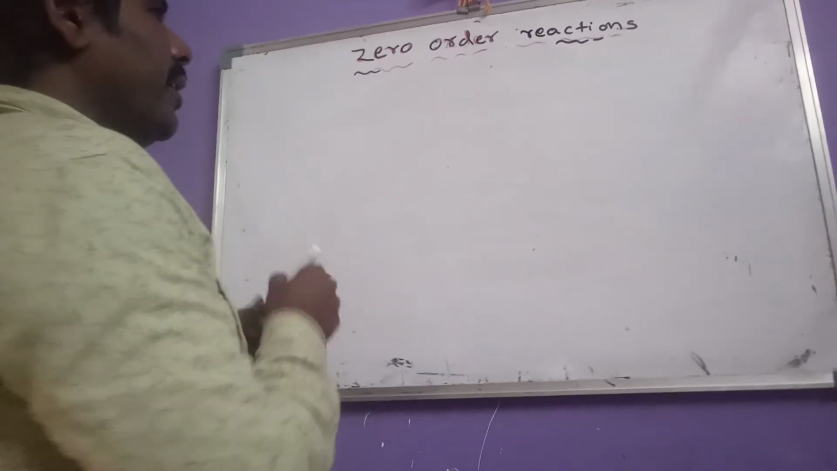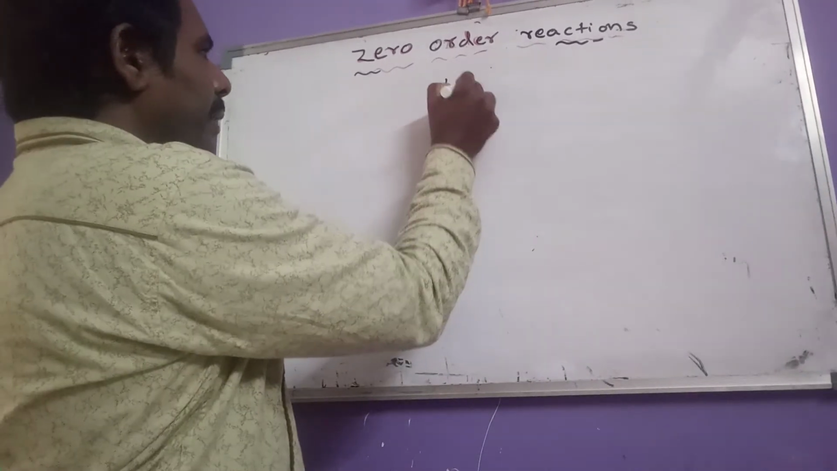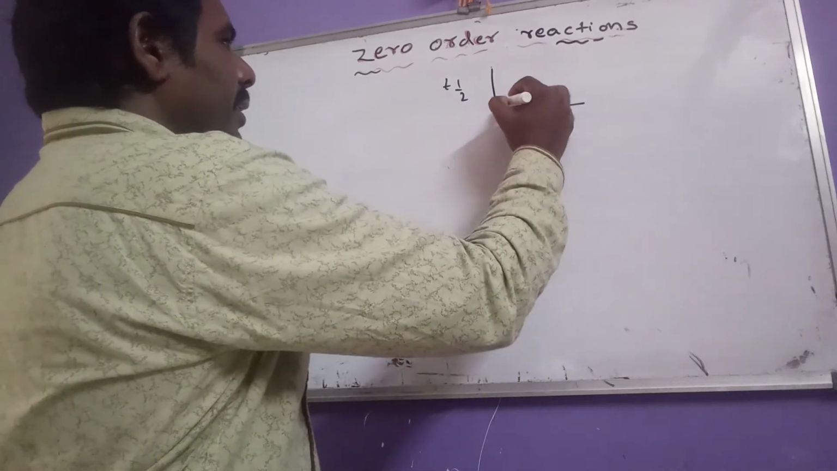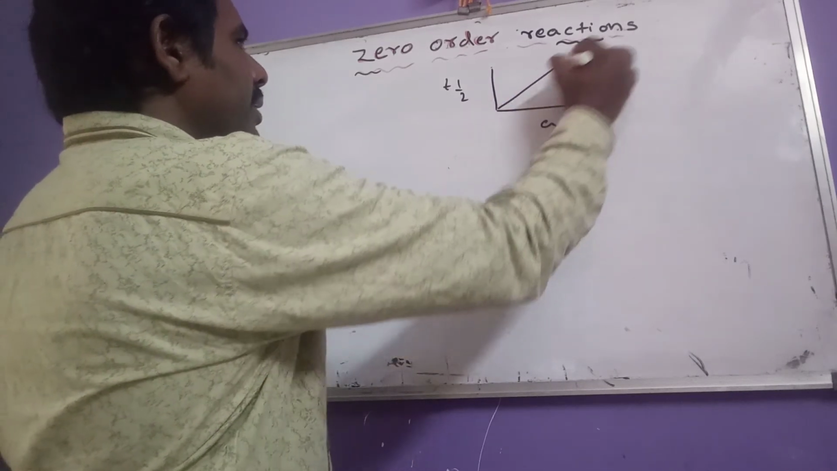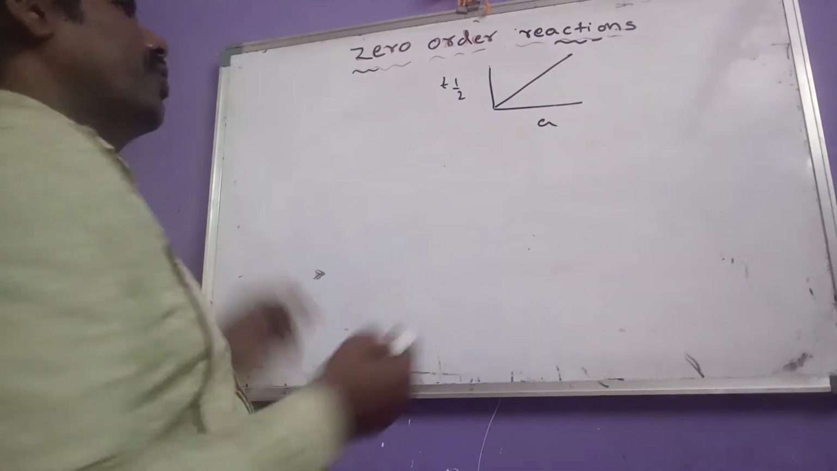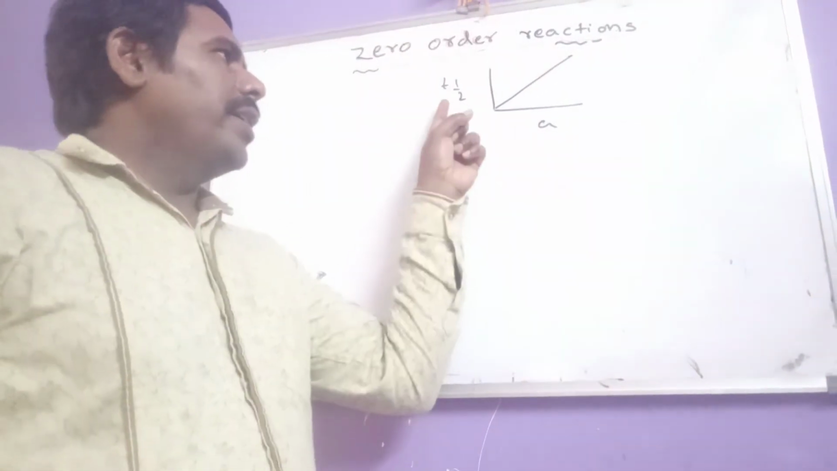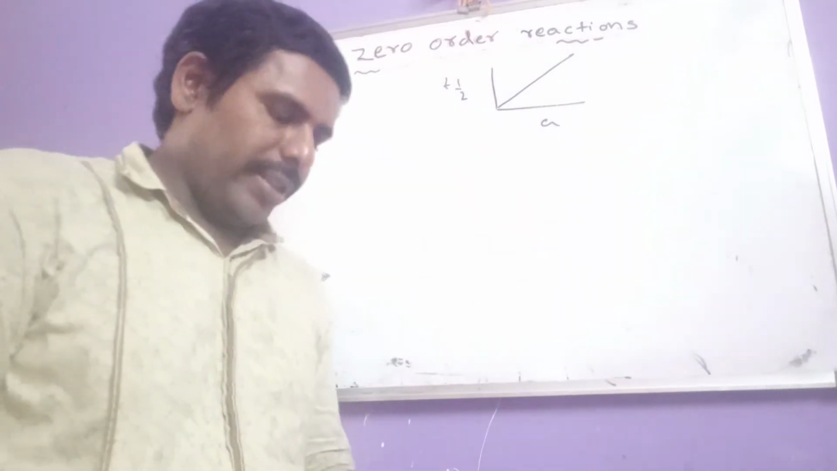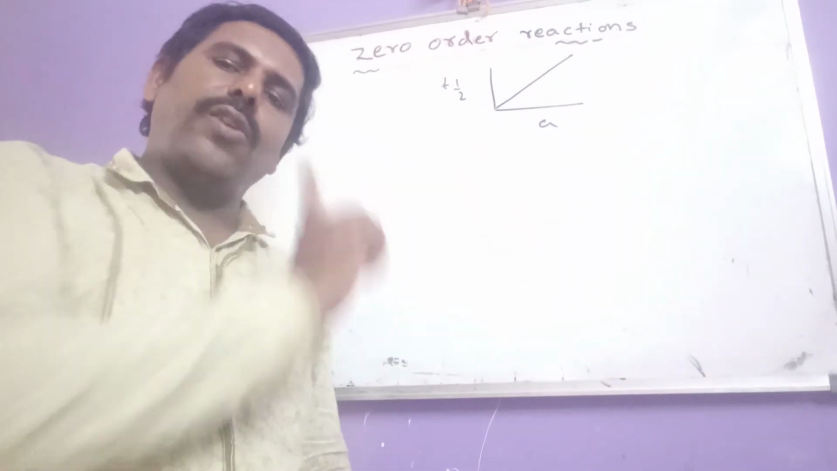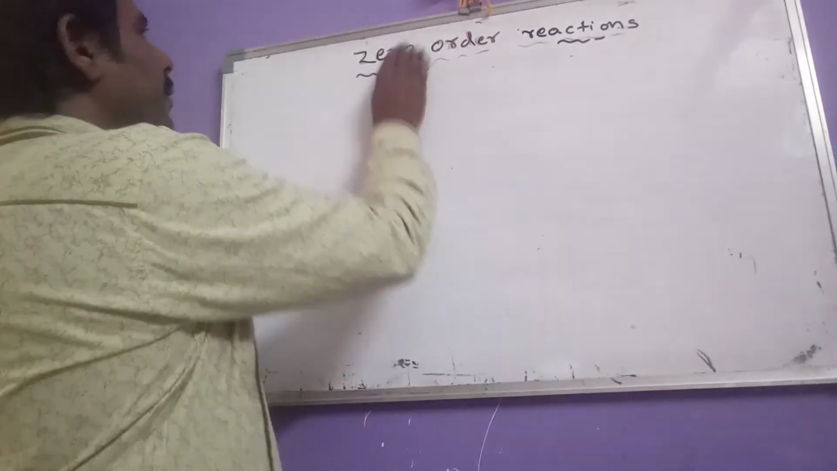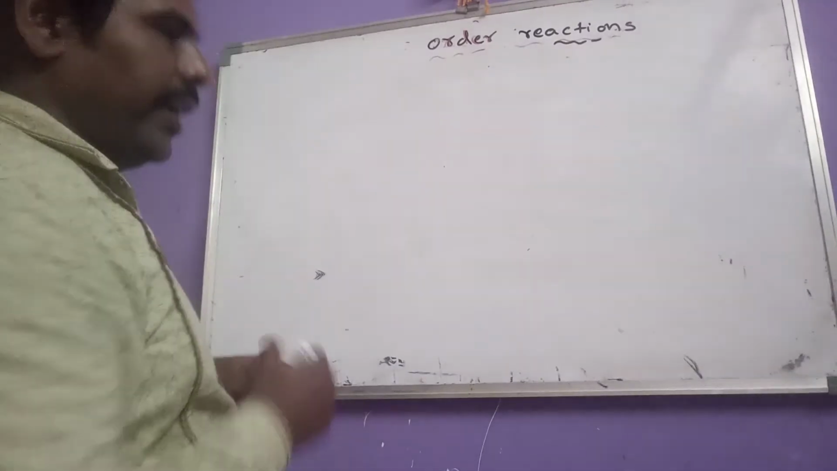And then if we plot a graph between T half and A naught, as initial concentration increases, T half value also increases. So this is the graph related to T half and initial concentration. This is for zero order reactions only. Okay, now let us go to first order reactions.